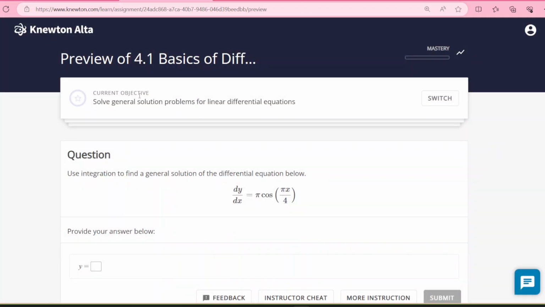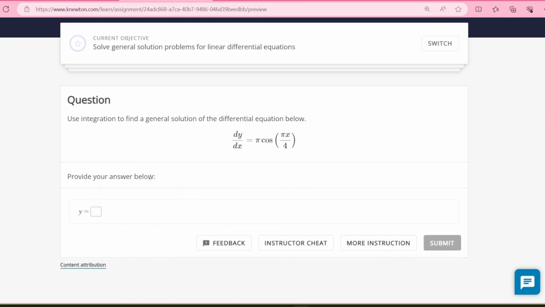Then you have a current objective. Underneath that, you have a question related to it. And at the bottom of every question, you should be seeing a feedback button. So you can send feedback directly to Newton if you see any typographical errors or problems with the answer explanations or something that's not right. Send them feedback and hopefully they can fix it. You will not have this instructor cheat button, right? That's for instructors only.